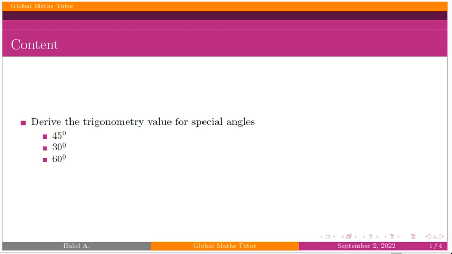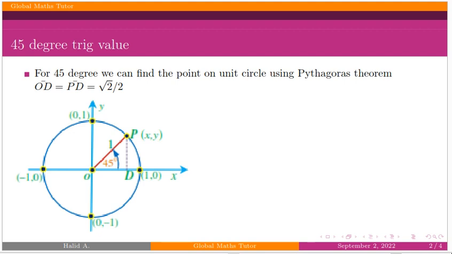In this short lecture we are going to see how to derive the trigonometric values for special angles, basically for 45 degrees, 30 degrees and 60 degrees. Let's start. For deriving 45 degrees we can use the unit circle, because we can locate the point P on the unit circle for 45 degrees, then we can easily find the sine, cos and tan values of 45 degrees.